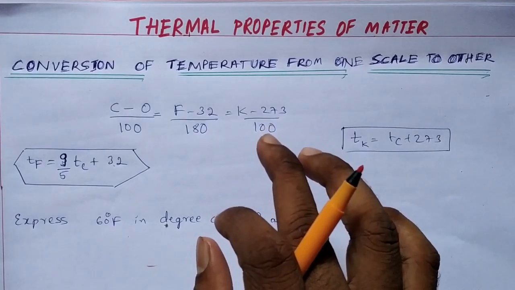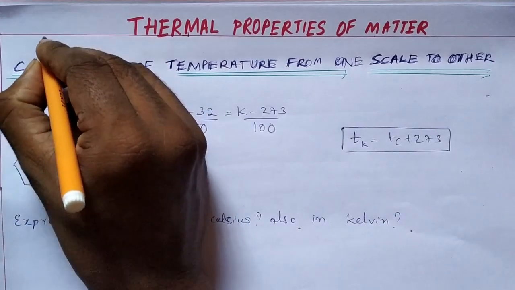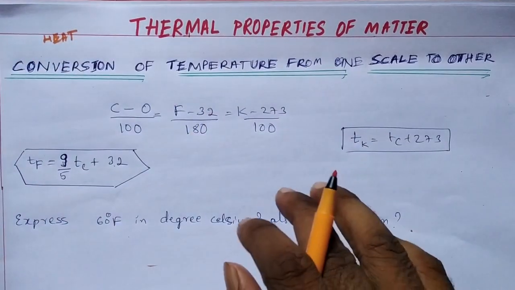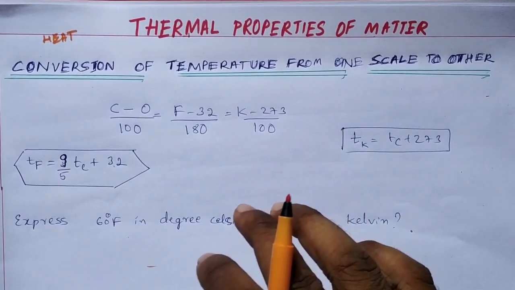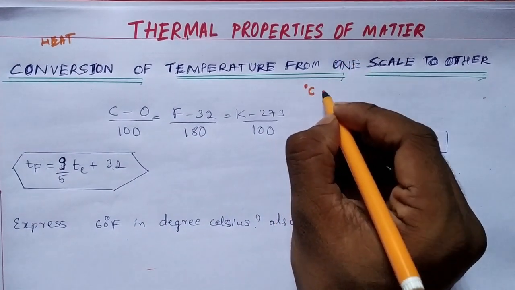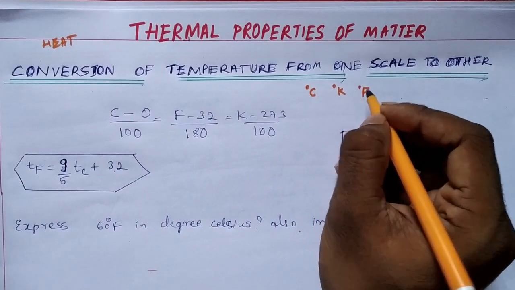Hi, good morning everyone. Today we are going to learn the first chapter of heat concept, that is thermal properties of matter. This is Sachin sir. First we will learn how to convert temperature from one scale to another scale. We have actually three scales. One is degree Celsius, another one is Kelvin, and the last one is Fahrenheit.